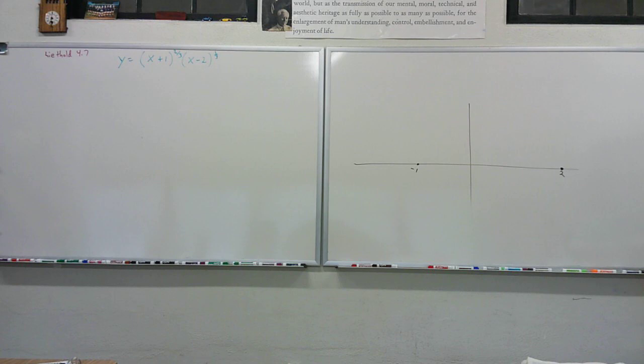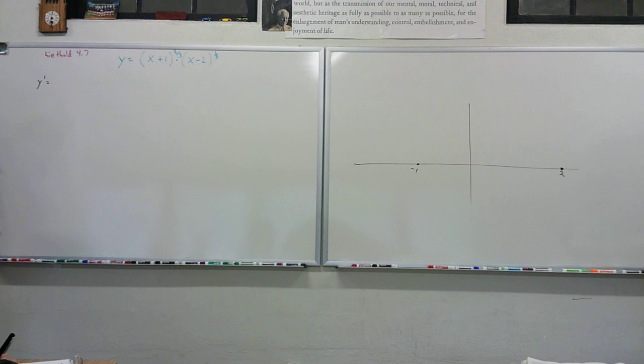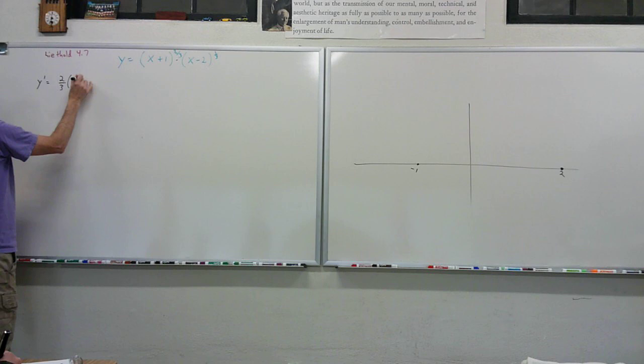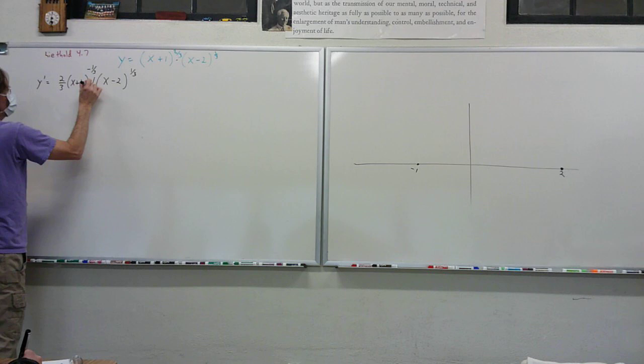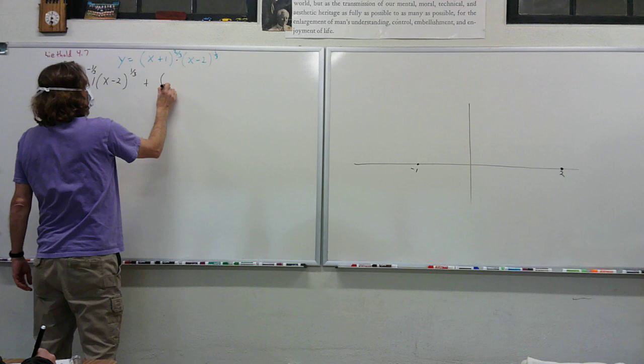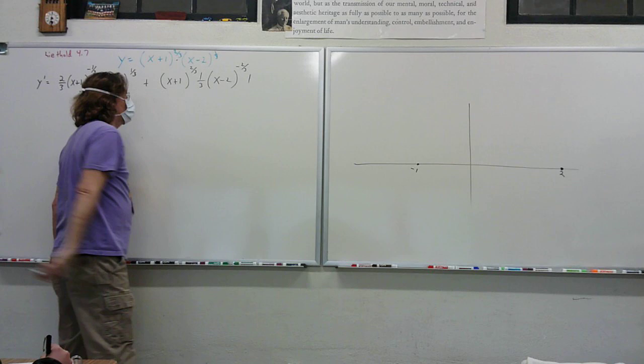Take the derivative. Now, if you were taking the derivative, you realize there is what kind of rule right here? Product rule. If you don't use the product rule, you don't get it right. 2/3 (x plus 1) to the negative 1/3 times 1 times (x minus 2) to the 1/3. I'm going to go ahead and put the 1 there so you know I did it. Plus (x plus 1) to the 2/3, 1/3 (x minus 2) to the negative 2/3 times 1.